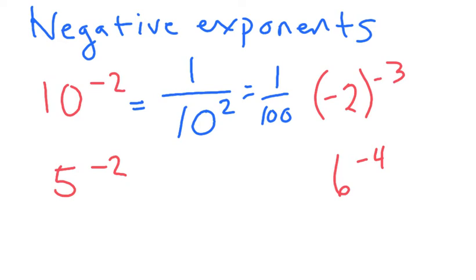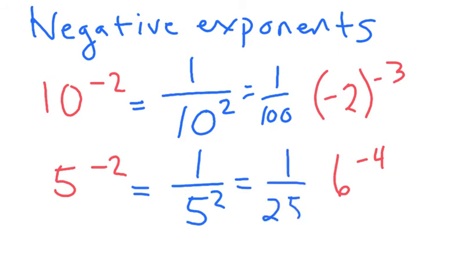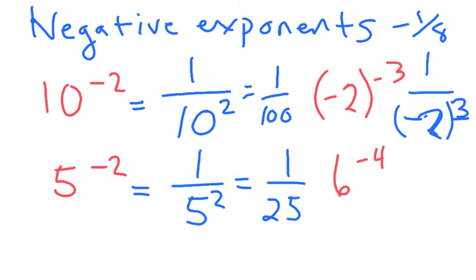Let's do another one. 5 to the negative second, so put 5 on the bottom, change that negative 2 to positive 2, put 1 here, and that's 1/25 because 5 squared is 25. Okay, look at the next one, negative 2 to the negative 3. Put the negative 2 on the bottom of a fraction. Whoops, keep your parentheses, change it to positive. Put your 1 here. Negative 2 times negative 2 times negative 2 is negative 8. So you end up with negative 1/8 for your answer.